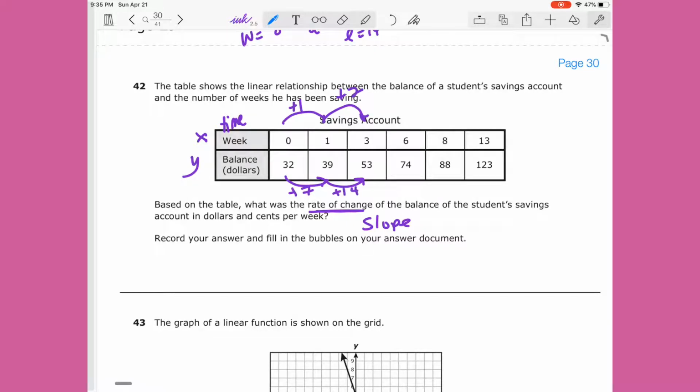All right. Well, 7 divided by 1 is 7. 7 divided by 1 is going to give me a slope of 7. Now let's double check with our second term. 14 divided by 2 also gives me 7. So my slope is going to be 7.